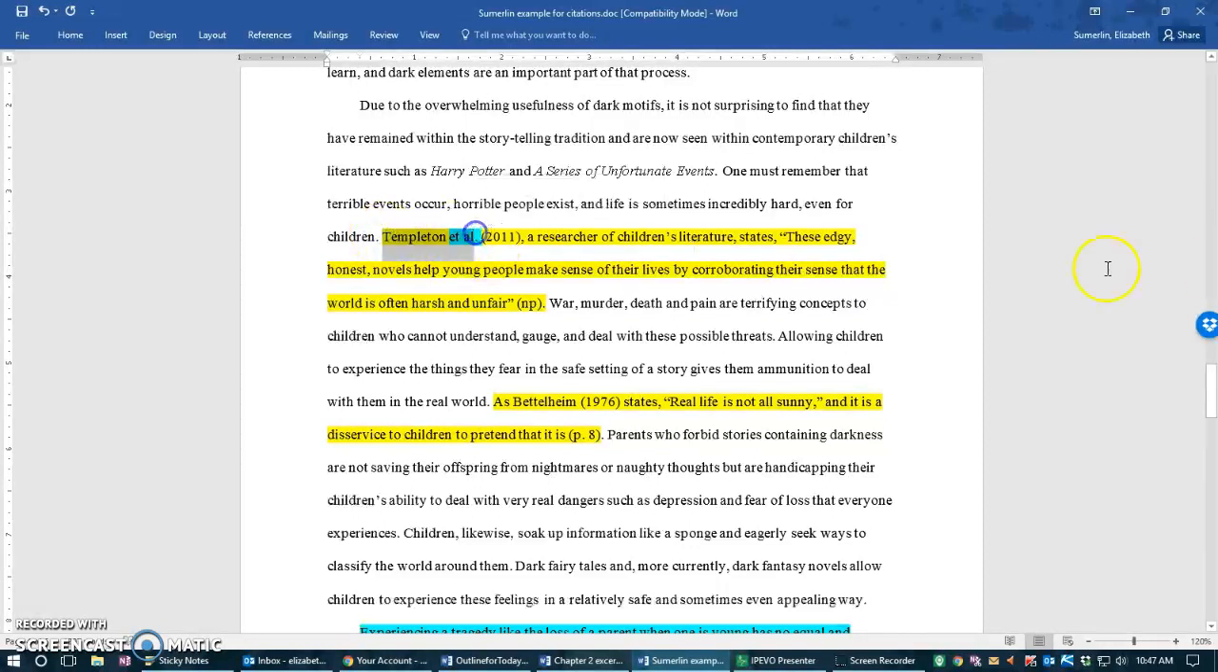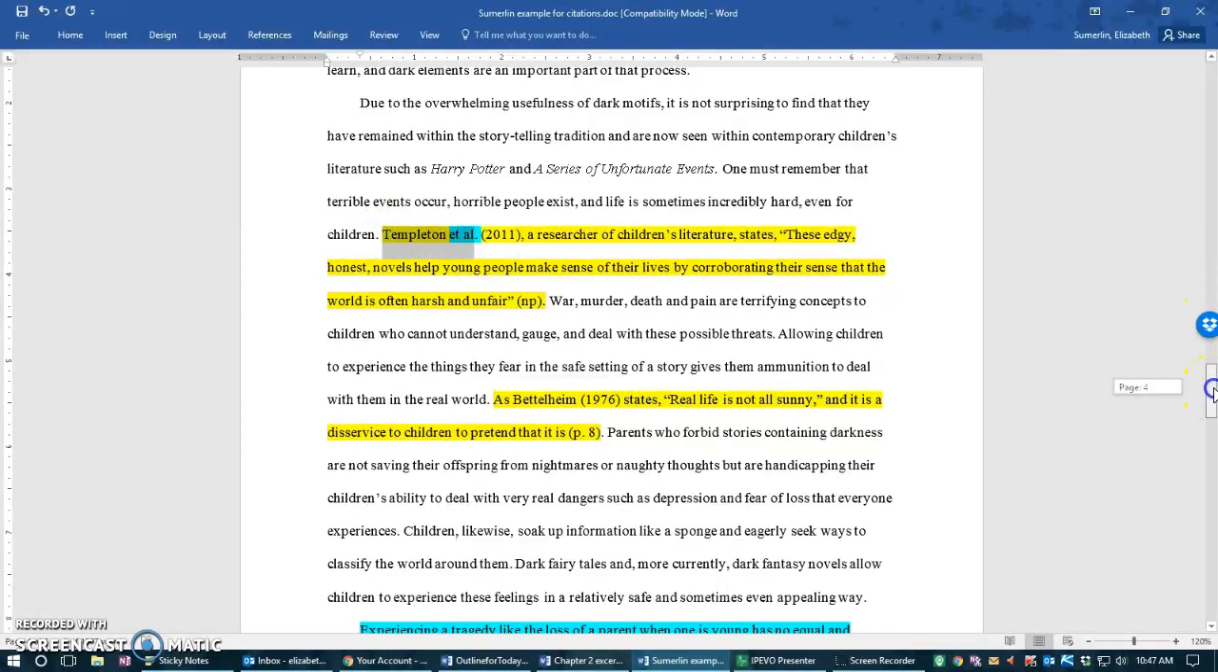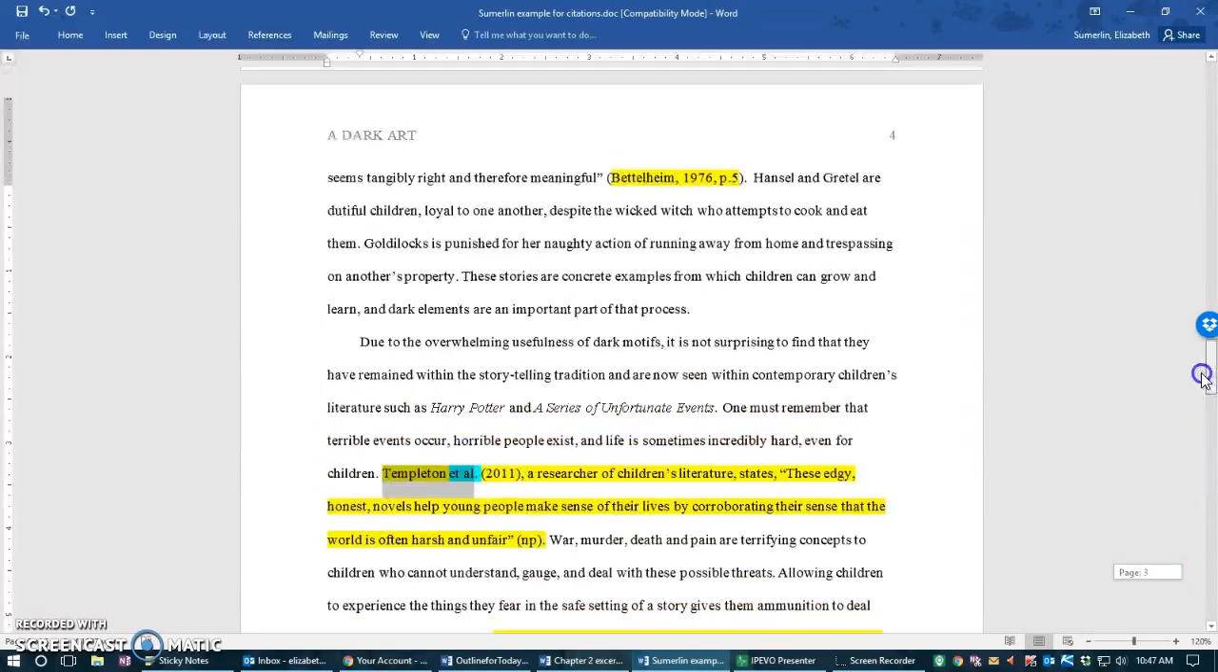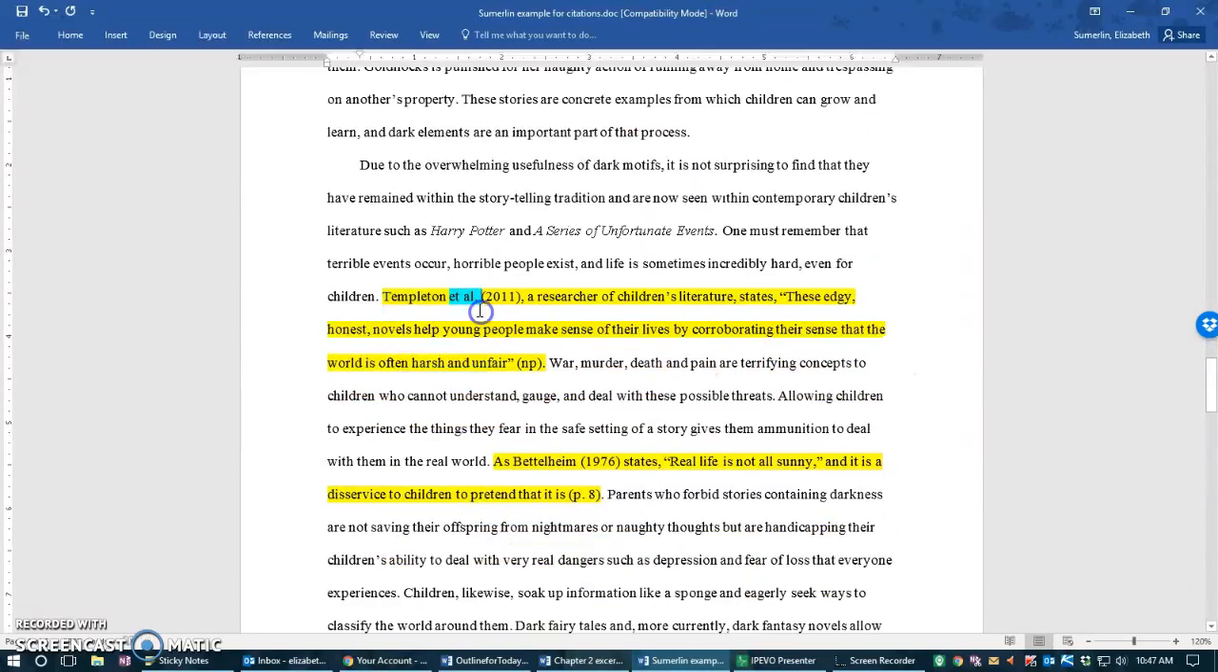So this is Templeton. Let's scroll down to the Works Cited page to see how many people Templeton is. So we've got Templeton, King, Lovecraft, and Bachman. That is four people. That is why we have et al. So scroll back up to Templeton there. So if you have four or more, I think I said three or more earlier, but four or more, Templeton et al. Here's the year.